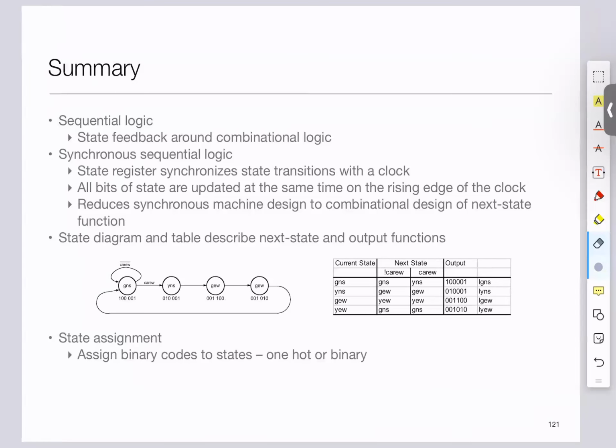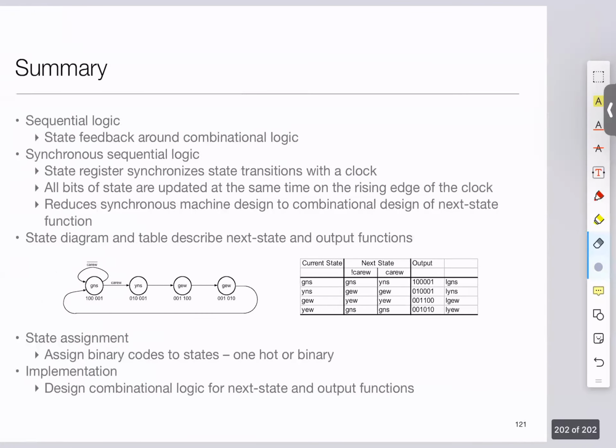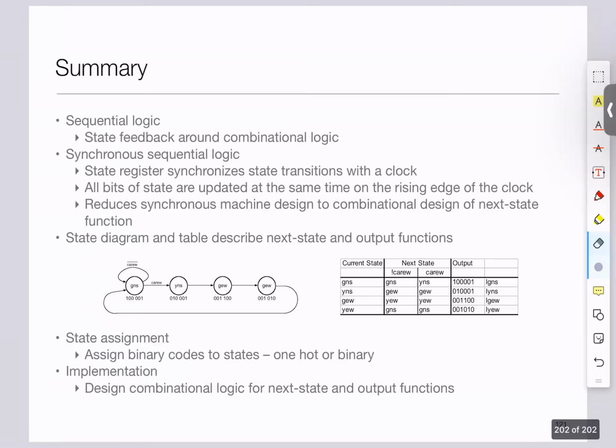So that's sequential design. Next time around, what we are going to do is combine the finite state machines that we have seen together with things like adders that we have seen. We are going to look at designs where FSMs like this coexist with complex combinational modules. Okay, so that would be the topic next time around. I'm going to stop here.